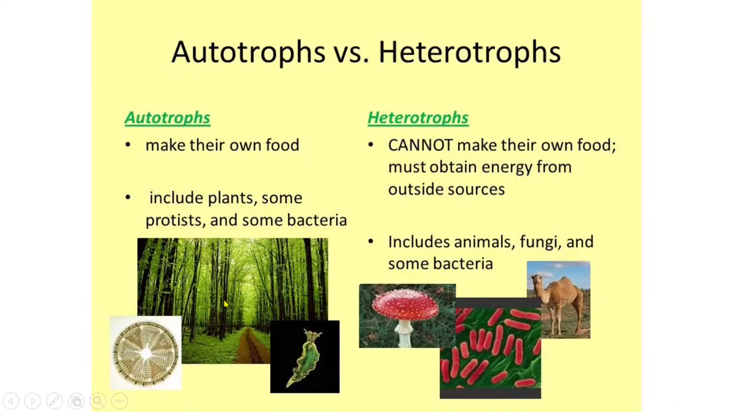Now, we also proceeded to talk about the difference between autotrophs and heterotrophs. The plants are included with the autotrophs. This is where the process of photosynthesis happens. Autotrophs can make their own food, as compared to heterotrophs who cannot make their own food, which means they have to get their energy by eating outside sources, other organisms, to supply their energy needs. Examples of autotrophs are plants, some protists, and some bacteria, while heterotrophs include animals, fungi, and some bacteria as well.